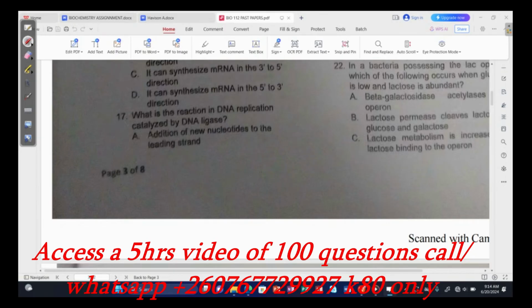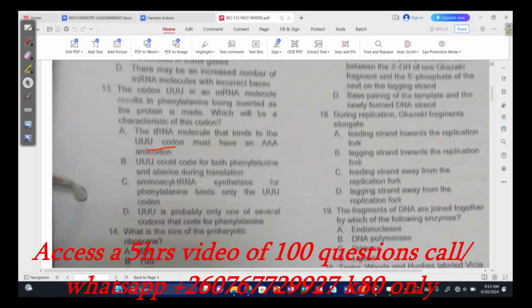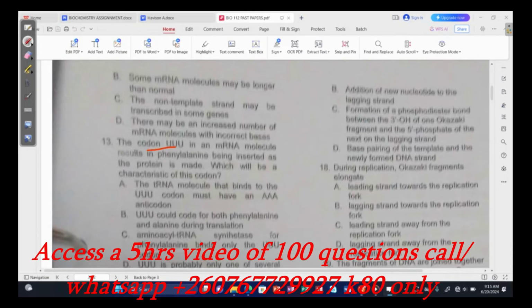So option A is saying addition of new nucleotides to the leading strand. When we talk of this enzyme, it is related to the lagging strand and not the leading strand. So this is false because of that. Then we check the other options. B is saying addition of new nucleotides to the lagging strand. It doesn't add, it only joins. So this is wrong because of the addition.